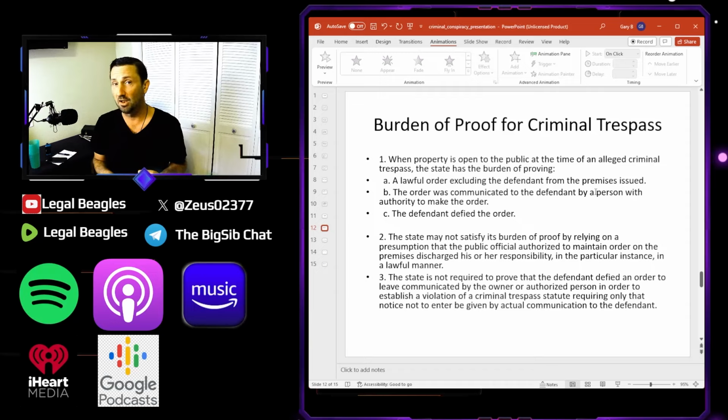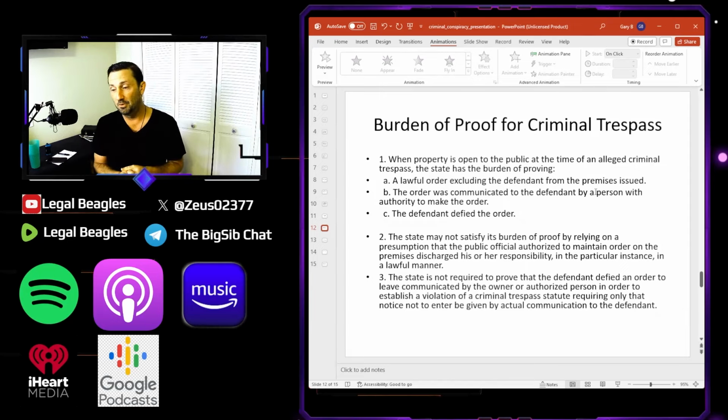A manager is not qualified to testify or sign a complaint to remove you from the property if you haven't done anything illegal. So if you've entered the building legally and you're conducting legal acts within that building, then there's no authority unless the property owner shows up or the signed lease owner shows up, which in the case of Walmart is never going to happen, right? And C, the defendant defied the order. So it's really hard to see where they write that criminal trespass here for the things they've done.